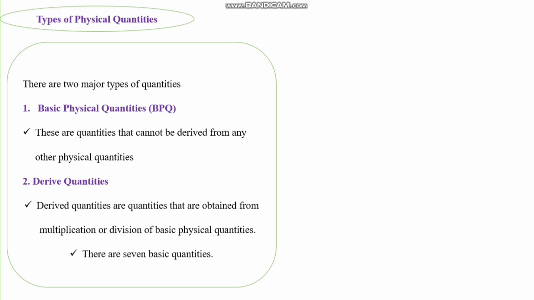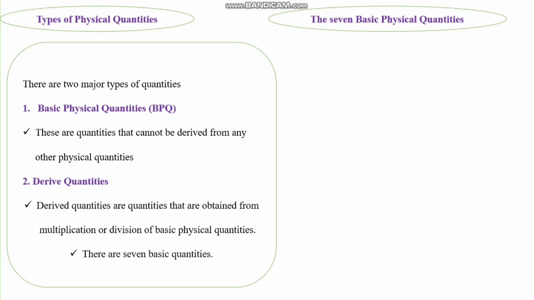For instance, we have length as a basic physical quantity. If we want to calculate the area, we multiply length times length, so it is multiplication of the basic physical quantities. Also, if we want to calculate the density, we divide mass by volume, so it has involved division and multiplication of the basic physical quantities. Basically, there are 7 basic physical quantities.